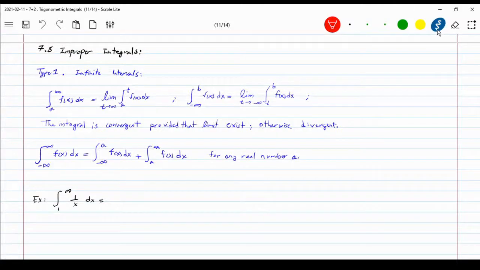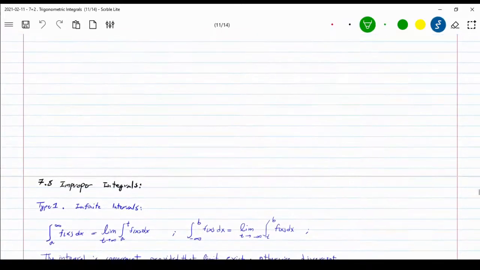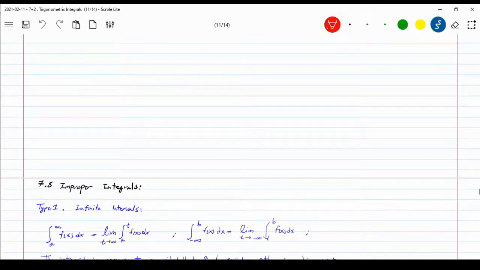Welcome back. Today we're going to talk about improper integrals. So in this section we're going to focus on two types of improper integrals.